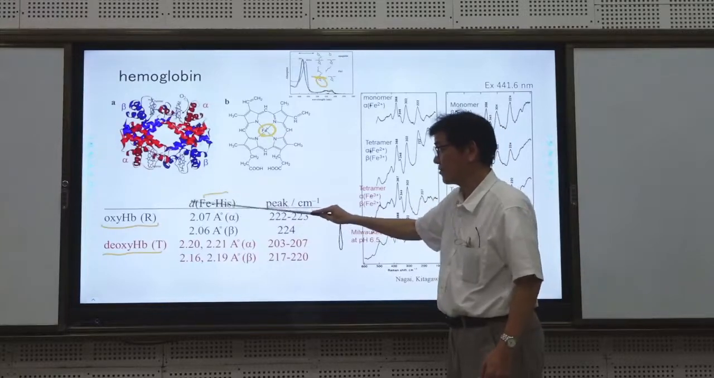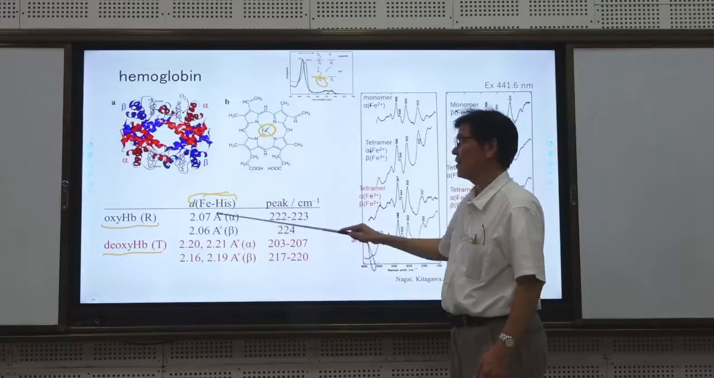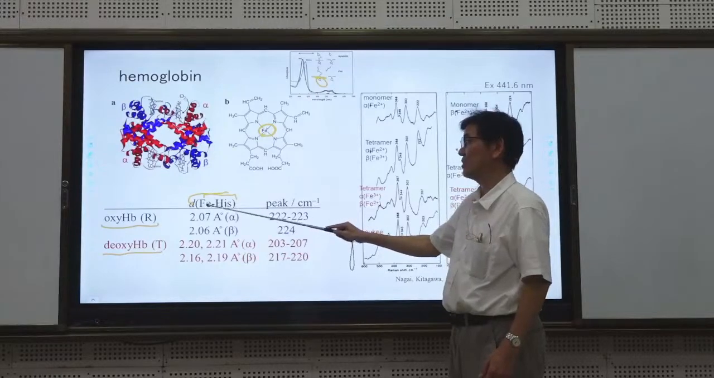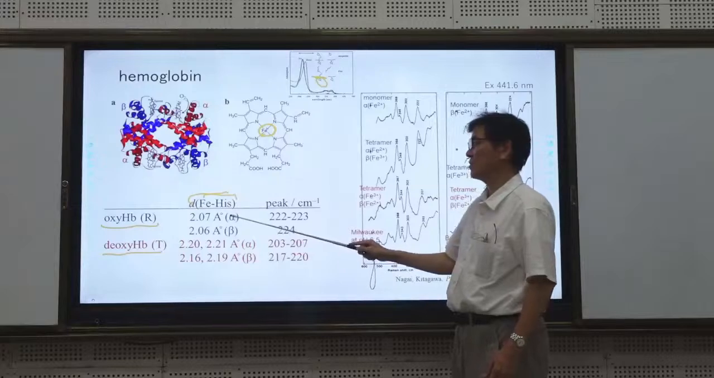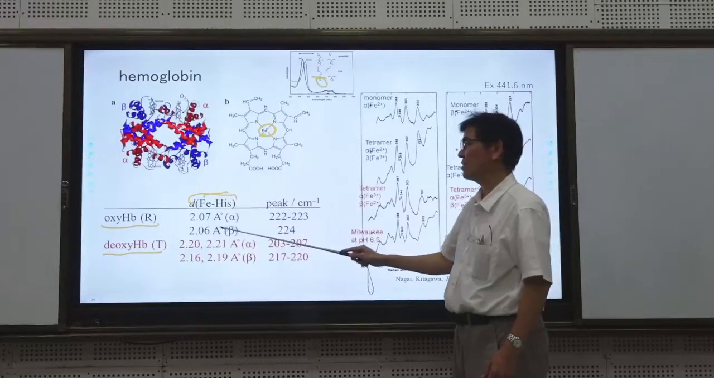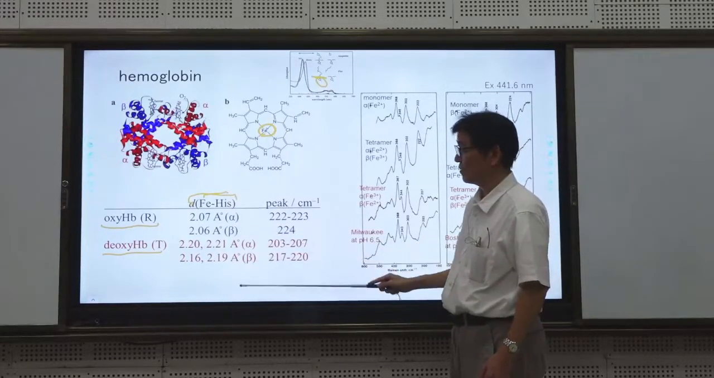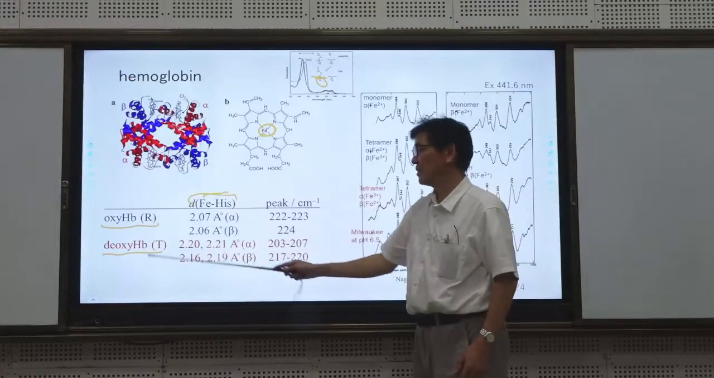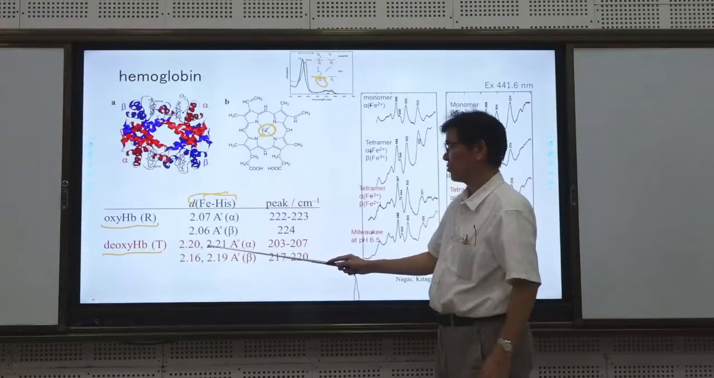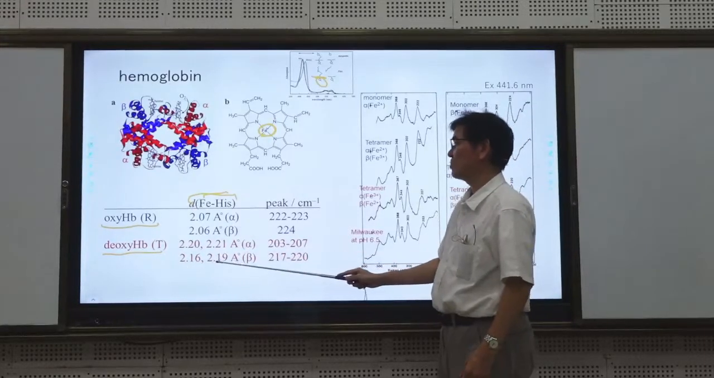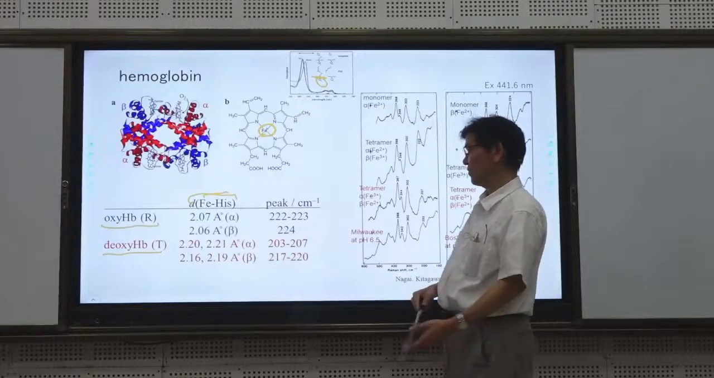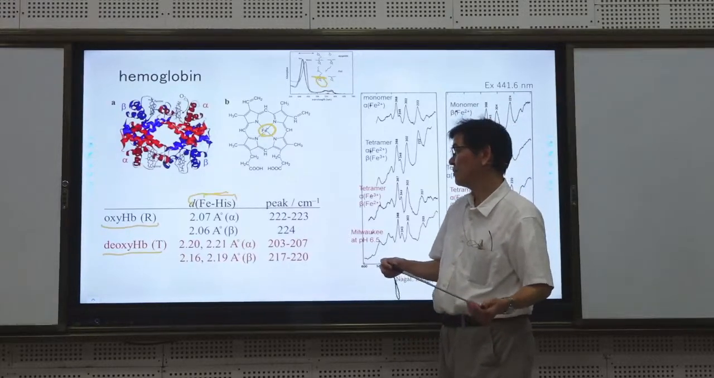Then, according to the X-ray crystallography, the distance between iron and histidine is 2.07 angstrom in the alpha subunit, 2.06 angstrom in the beta subunit. In the deoxyhemoglobin, 2.20 or 2.21 angstrom in alpha, 2.16, 2.19 in beta. Okay.